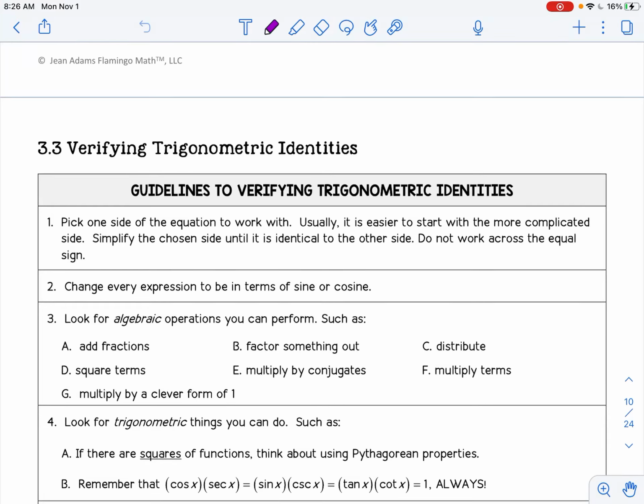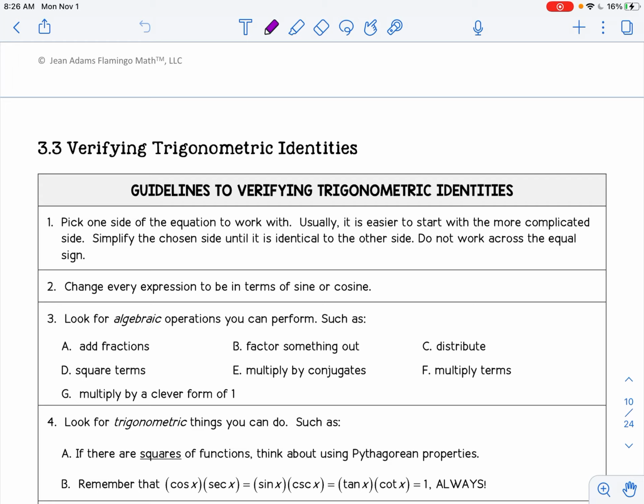Okay, so this is going to represent our notes for the 3.3 section, which is verifying trigonometric identities. In some cases, this is called proving trigonometric identities. So what we're going to do is work on one side, work on the other, use some of the identities that we have, and do some substitutions.